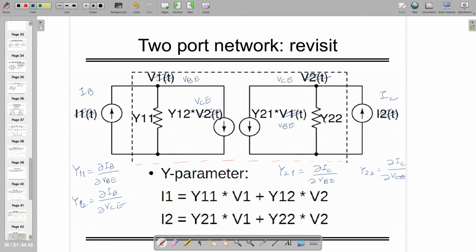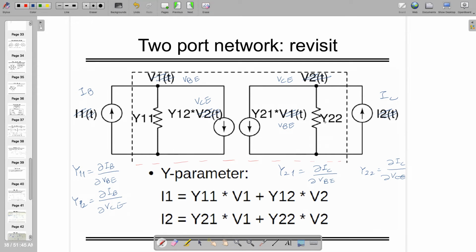By the way, in the equations of IB and IC, there is no VCE. You see, there is no VCE. So in that case, Y12 and Y22 go to 0. Right? Because the derivative of collector current with respect to VCE and base current with respect to VCE will go to 0. So Y12 and Y22 have to be 0. You agree or not? You just have to find Y11 and Y21. You have to take the partial derivative, and you will have the answer. It's very easy.